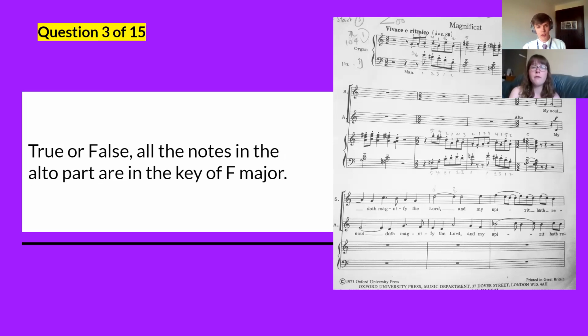So true or false, all the notes in the alto part are in the key of F major. So that alto part is the 2nd line down, so it's below your treble line, and think, what's the key of F major? And are all the notes that the alto is singing, do they all fall within that key? So pause this video, just look at it as long as you like, but true or false?